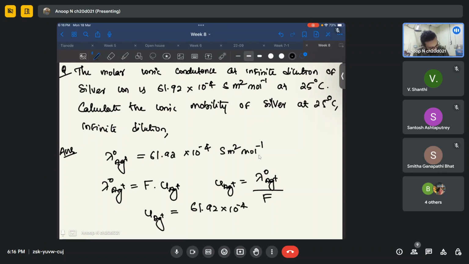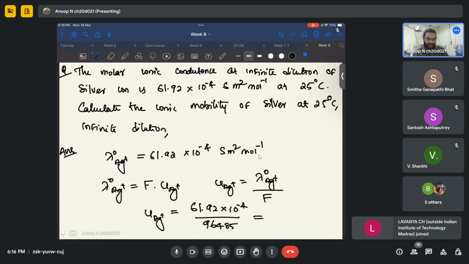61.92 into 10 raised to minus 4 divided by 96485, which is equal to, what will be the answer? What's the answer? I'll write it: 6.42 into 10 raised to minus 8.